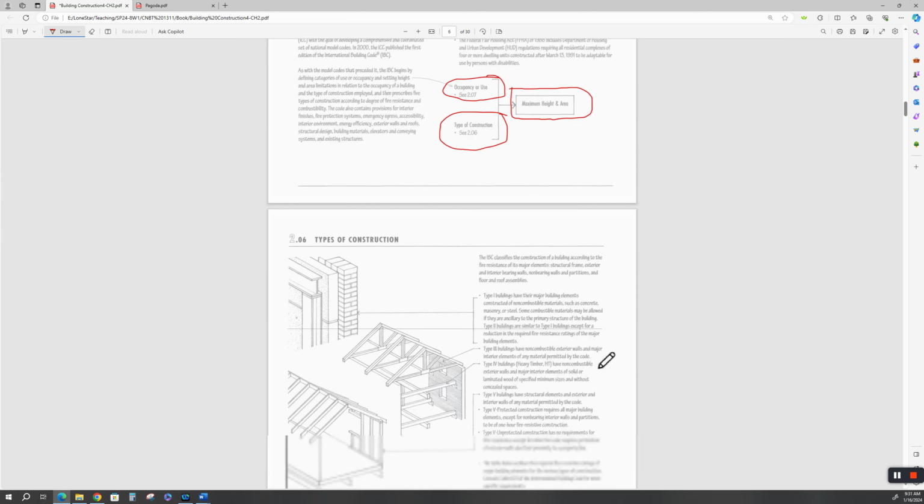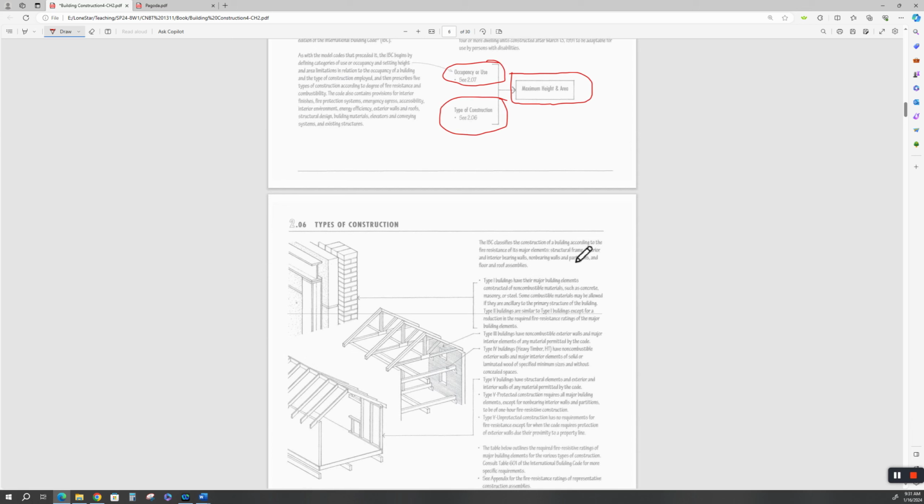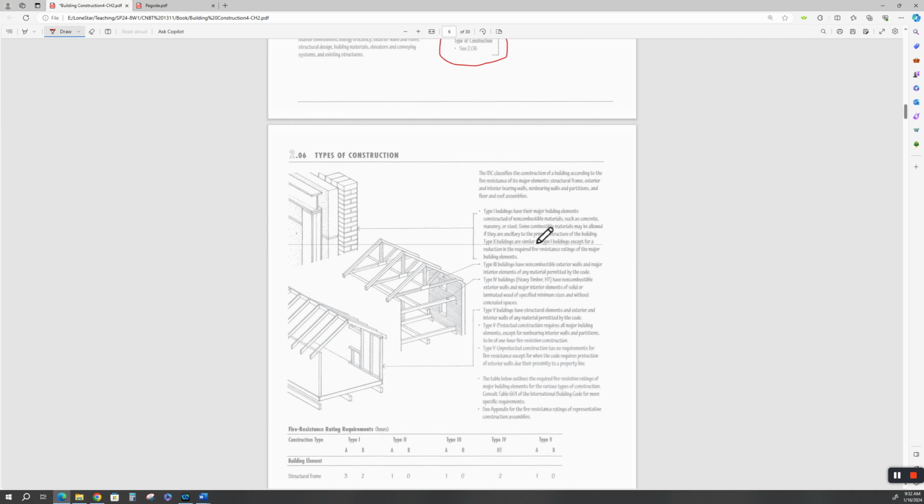Now, the International Building Code classifies the construction of a building according to the fire resistance of its major elements: structure, frame, exterior and interior bearing walls, non-bearing walls, partitions, floor, and roof assemblies. All right. They go into type 1 building, type 2 buildings, type 3 buildings, type 4 buildings.